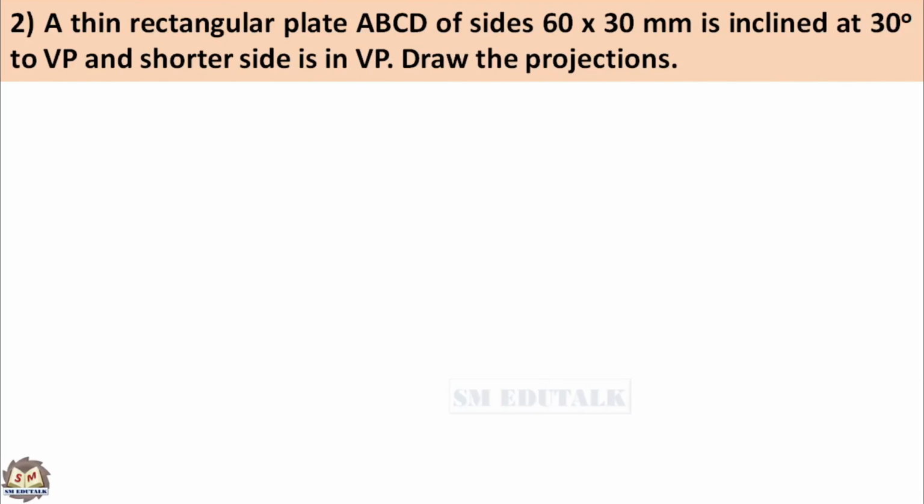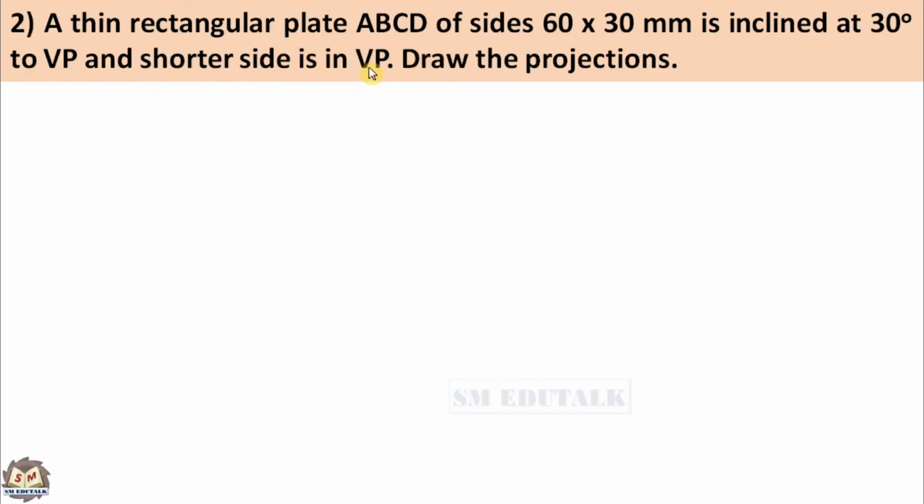Next problem: a thin rectangular plate ABCD of sides 60 by 30 mm is inclined at 30 degrees to VP and the shorter side is in VP. Draw the projections. I made some slight changes to the first problem and give it here as a second problem. In the first problem, the inclination is given to HP, but here the inclination is given to VP. Similarly, there the plate is in HP, but here the plate is in VP.